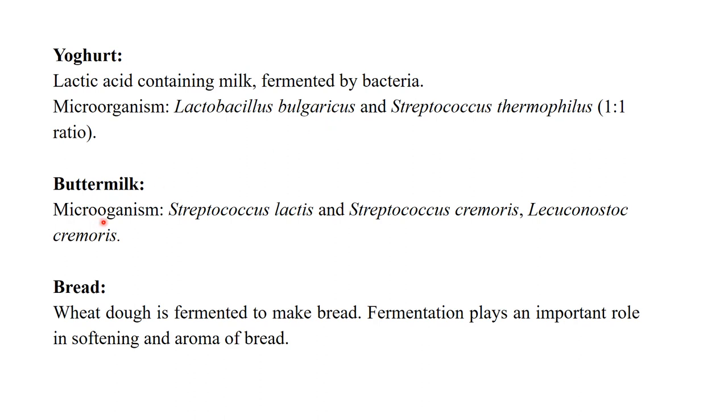Buttermilk: microorganisms like Streptococcus lactis, Streptococcus cremoris, and Leuconostoc cremoris are responsible for buttermilk formation. Bread: wheat dough is fermented to make bread. Bread is actually a wheat dough that is fermented for bread production. It is also a fermentation process. Fermentation plays an important role in the softening and aroma of the bread.